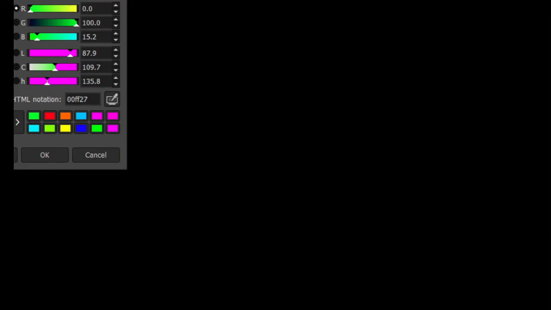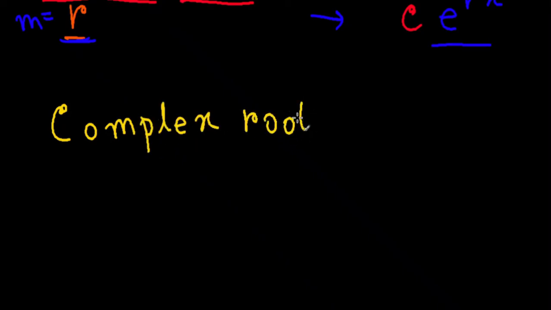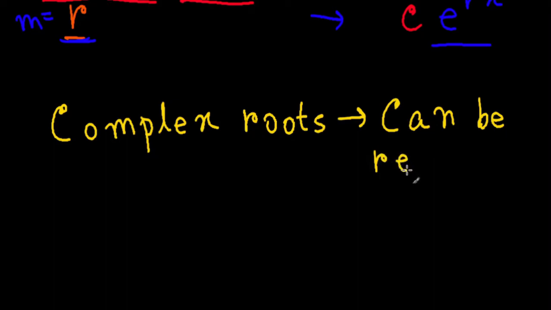Let me write all this down. So, talking about our complex roots, they can actually be repeated. Now we are actually allowed to repeat them. What does that imply, or what's the major change due to that?